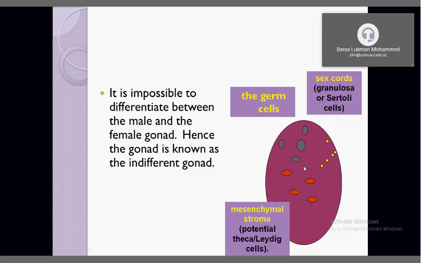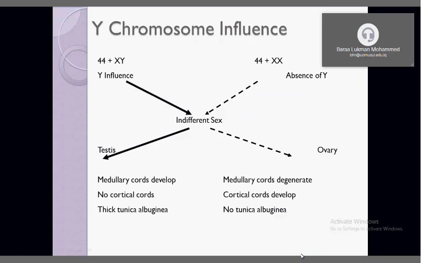So this is in the indifferent stage. It is impossible to differentiate between male and female gonad, and hence it is now at the indifferent stage. Both have germ cells, sex cords, and a mesenchymal stroma. The sex cord will later be either granulosa cells in the ovary or Sertoli cells in the testes, and the mesenchymal stroma will have the potential to become theca or Leydig cells.